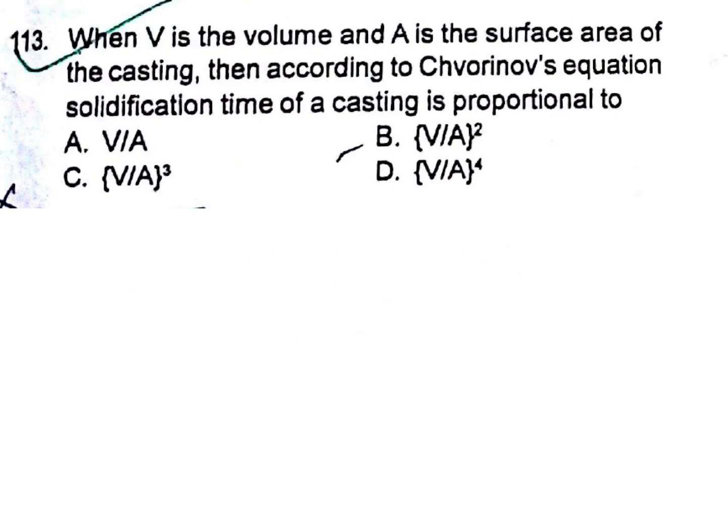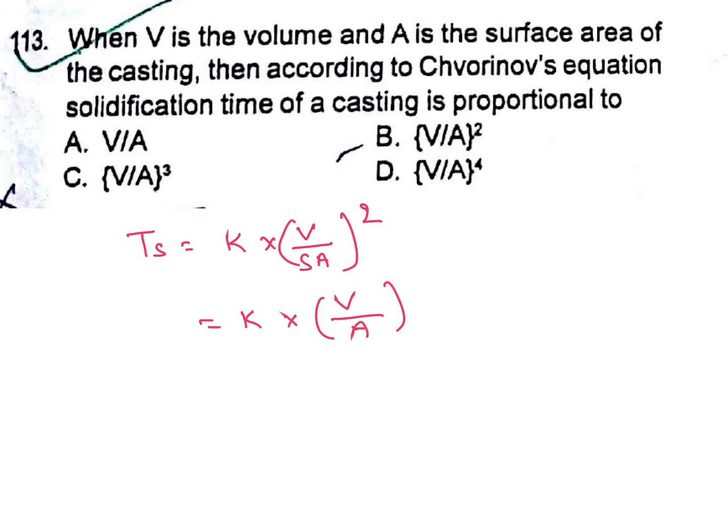Question is, when V is the volume and A is the surface area of the casting, then according to Chvorinov's equation, solidification time of a casting is proportional to. This is very, very important. Even if you get exemption also, this question they are asking. Solidification time TS is K into V by surface area square. K is the constant, TS is the solidification time. Here in this question, they gave V by A square. So, TS is proportional to V by A square. So, B is our answer, option B. So many times they ask problems based on this formula. So you remember this one. This is very, very important for GATE, IAS, ISRO, all exams.